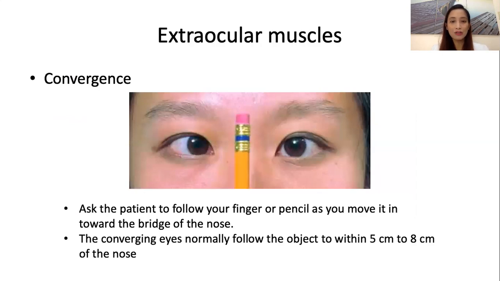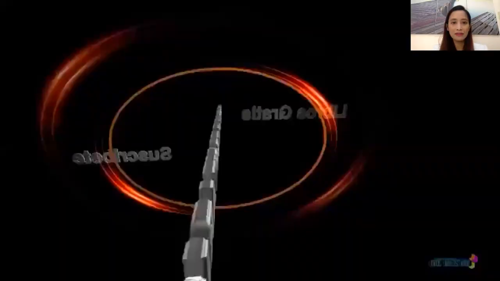And then lastly, your convergence. I think I mentioned this earlier also. You ask the patient to follow your finger or pencil as you move it towards the bridge of their nose, and the eye should normally be able to converge and follow the object between 5 to 8 centimeters from the nose, so like that. If only one of the eyes is moving, then there's a problem with the extraocular muscle on the contralateral eye, and vice versa. So sometimes only one eye can move in, but the other eye cannot move and converge to the medial side. All right, that's it.